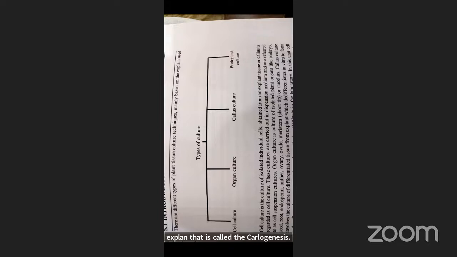Now the next is callus. Any part of tissue which is extracted from the plant is called an explant. Now this explant is placed onto the nutrient culture medium. In that culture medium, the explant cells undergo many divisions in a short time and produce a mass of cells. These cells are called callus.